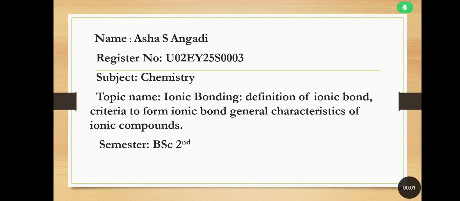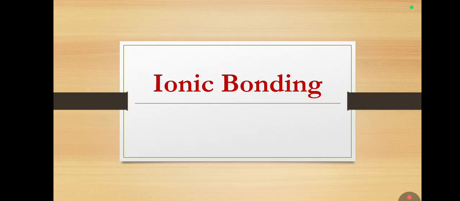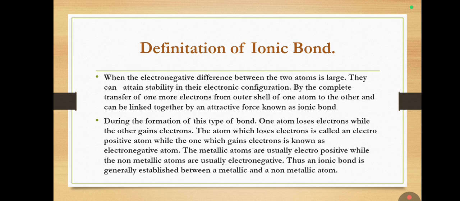Myself Asha Somshekar Angdi, subject chemistry, semester BSc second sem, topic name ionic bonding: definition of ionic bond, criteria to form ionic bond, general characteristics of ionic compounds. Ionic bonding. Firstly, we study the definition of ionic bond.